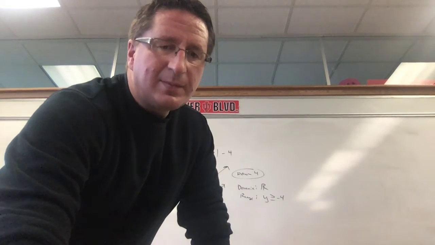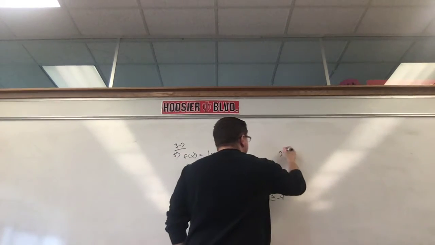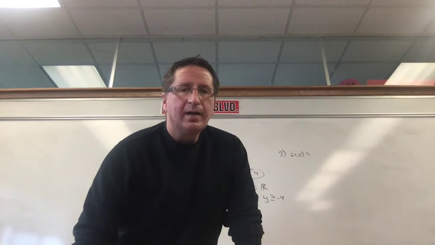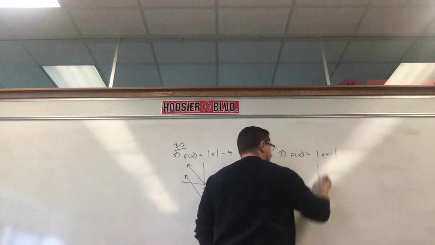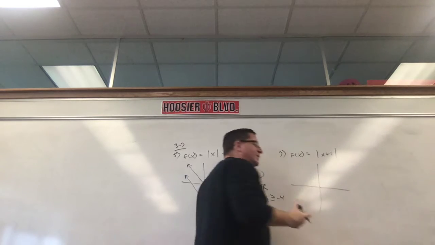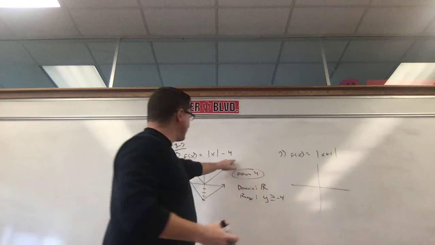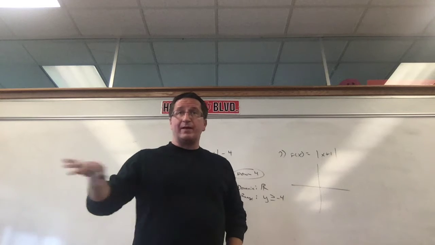Okay? Let's look at number 7. So we have number 7, f of x equals the absolute value of x plus 1. Okay, again, this is what we talked about the other day. We have a plus 1, which means we're going to slide it, but it's in with the x. It's not off by itself like the minus 4. It's in with the x, so it doesn't move it up or down. It moves it left and right.